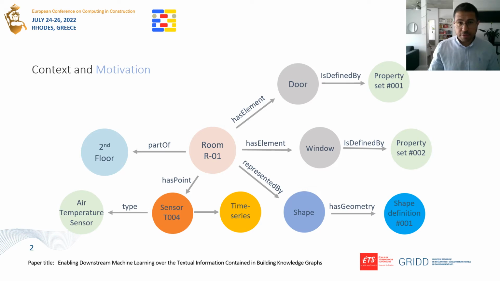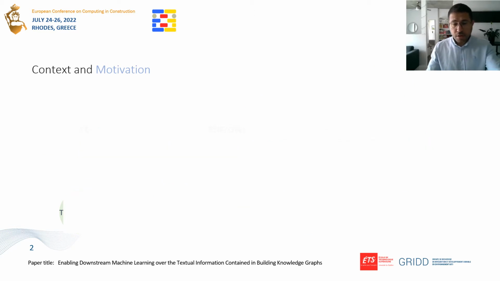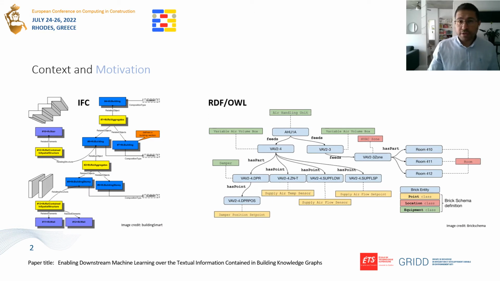And we can expand our graph by describing facts about all relevant entities, and the end result will be a rich semantic model of our building. And to do so, we can take advantage of the currently available information models such as IFC or rich ontologies such as BRICK schema.